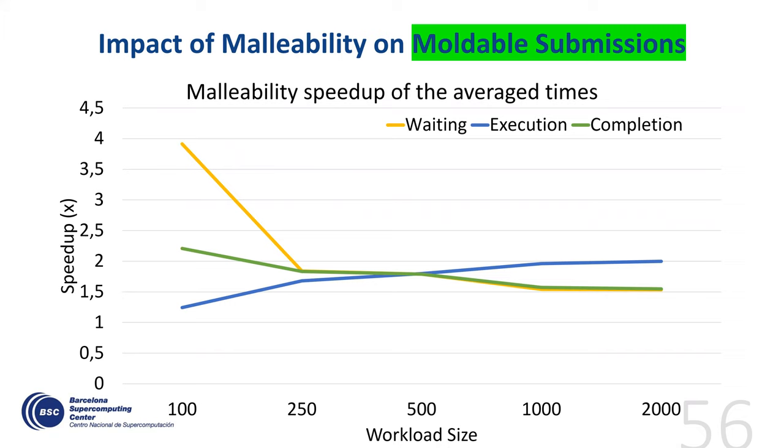On the contrary, we have here the malleability impact on moldable submissions. In moldable submissions, we give a range of resources so the scheduler can decide. In this case, the speedup is higher for waiting, execution, and completion time, but not as high as the rigid one. Remember that the problem with moldable submissions is that if they are initiated with fewer resources, the execution will run slow during the whole execution. But anyway, here, thanks to malleability, we can overcome that issue and increase the speedup of the execution.